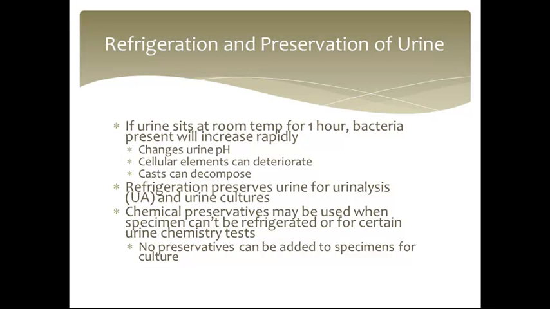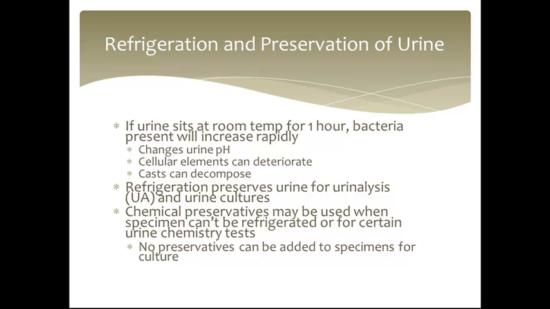Refrigeration and preservation of urine. If urine sits at room temperature for 1 hour, bacteria will be present and will increase rapidly. There will be changes in the urine pH. Cellular elements can deteriorate and casts can decompose. You can also have an increase in crystals present. Refrigeration preserves urine for urinalysis and urine cultures.